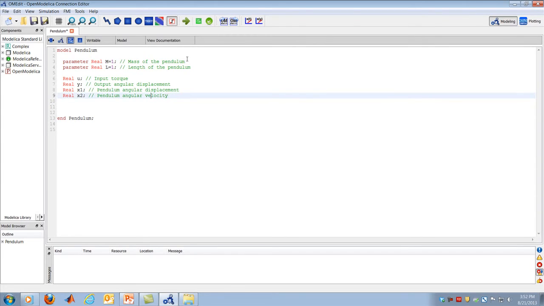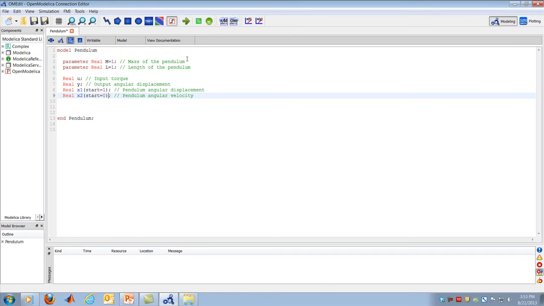So I'm going to go under real x1, and I'm going to give it an initial condition. I say that it is the starting value of x1, and I'm going to set it to, let's say, 1 radian. Whereas the initial condition for angular velocity, I'm going to say, is 0 radians per second. Okay? So when I open parentheses and I say start, what I'm saying is that this variable has an initial condition, and I'm actually specifying it.